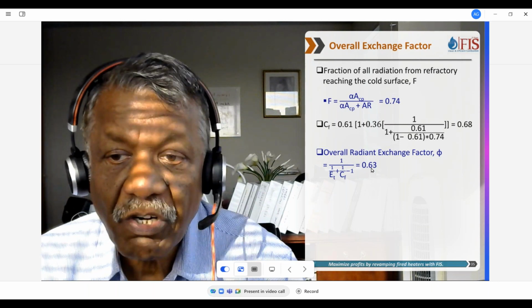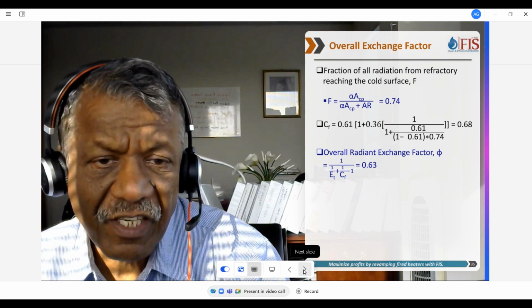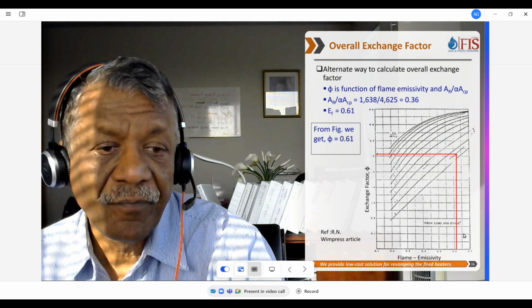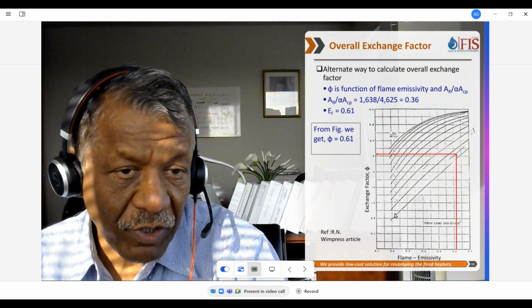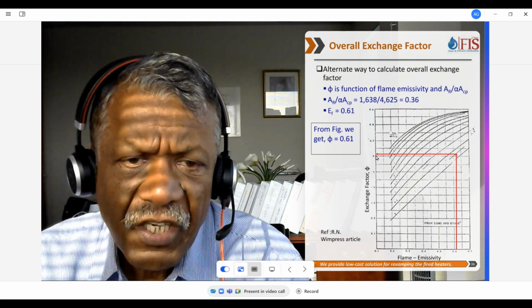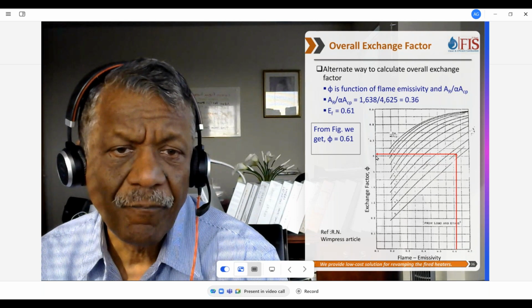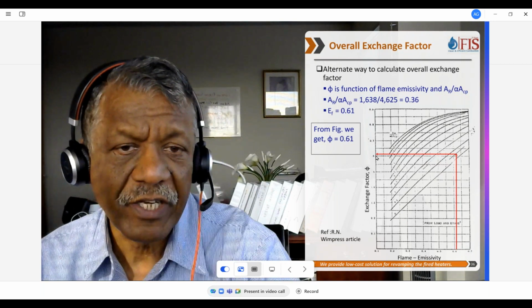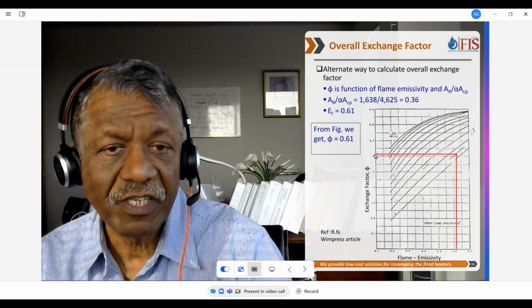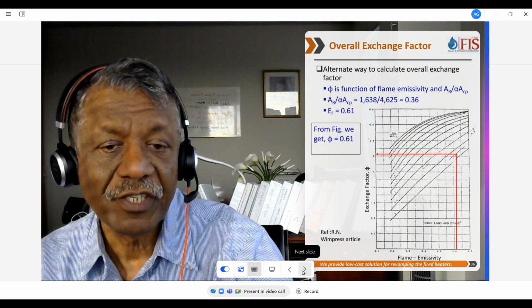You don't need to do all these calculations. Wimpress has it in graphical form, so you can just go to the graph, as I see over here, as an alternate way. You calculate the flame emissivity, you look at the AR upon alpha ACP, and you get the overall exchange factor. So it's pretty simple what they have done, not very difficult. If you have the article, you should be able to get AR upon alpha ACP, and we are looking at about 0.61. So it gets pretty close. Whichever way you do it, you will still get very close results.